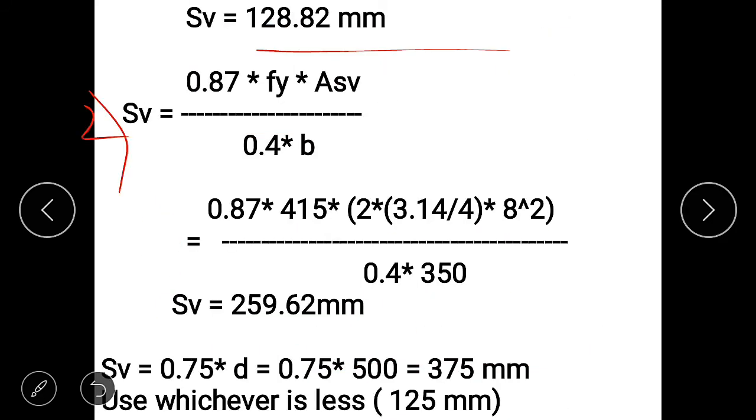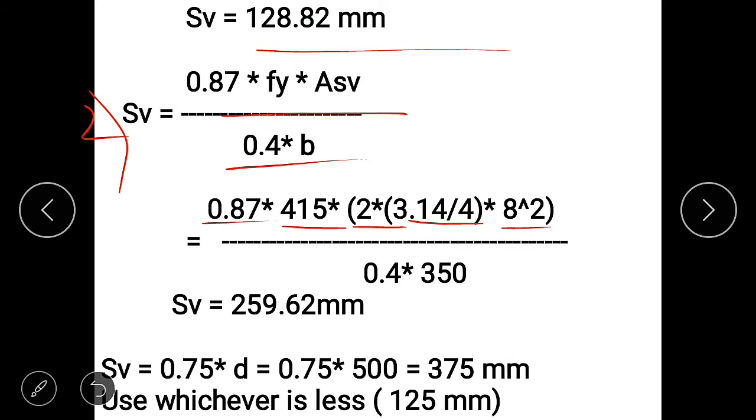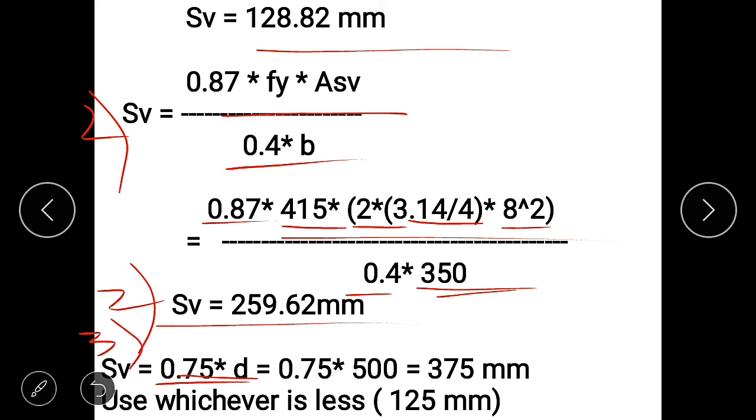The second condition is 0.87 Fy into ASV divided by 0.4 B. 0.87 Fy is 415. ASV means 2-legged, pi by 4 into 8 square, we provide 2-legged vertical stirrup of 8 mm diameter, divided by 0.4 into B, which is 350. So our second condition SV is 259.62 mm. Now the third condition is 0.75 into D. Our D, the depth of beam, is 500.